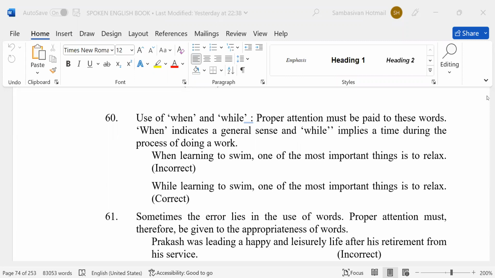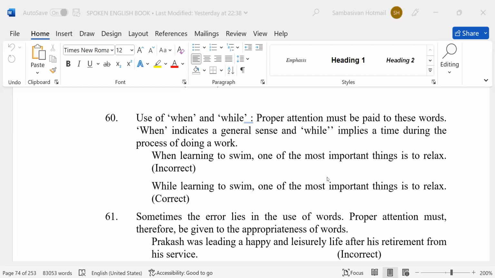Use of when and while. Proper attention must be paid to these words. When indicates a general sense and while implies a time during the process of doing a work. When learning to swim, one of the most important things is to relax. Incorrect. While learning to swim, one of the most important things is to relax.